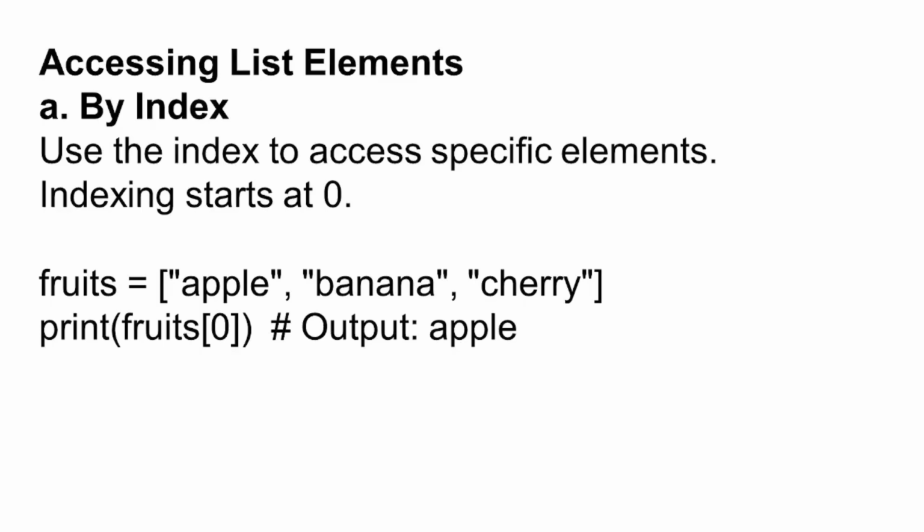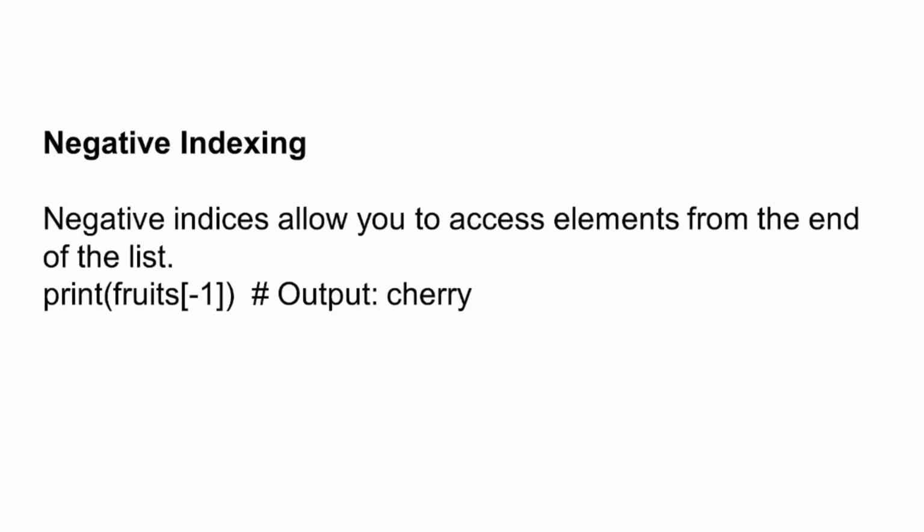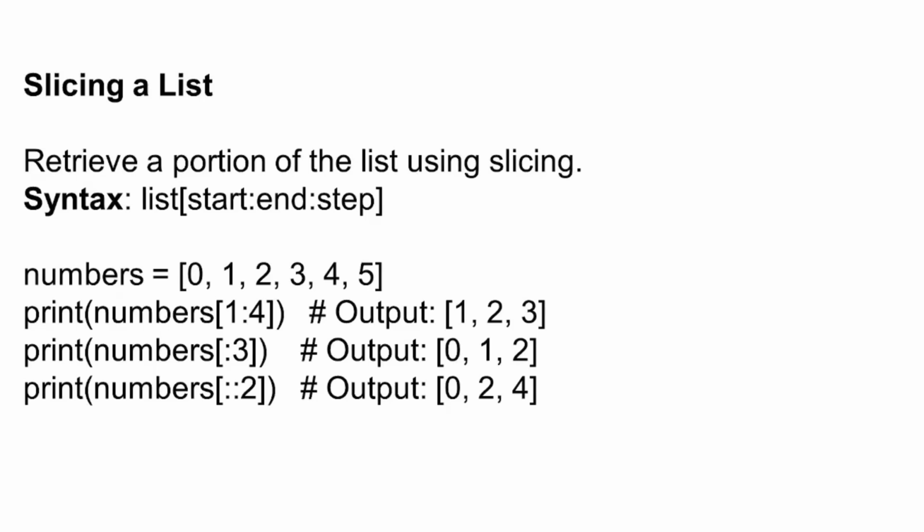Accessing list elements by index. Use the index to access specific elements. Indexing starts at 0. Fruits: apple, banana, cherry. So print fruits index 0, the output should be apple. Negative indexing allows you to access elements from the end of the list. Print fruits -1, it's from the negative side, output cherry.